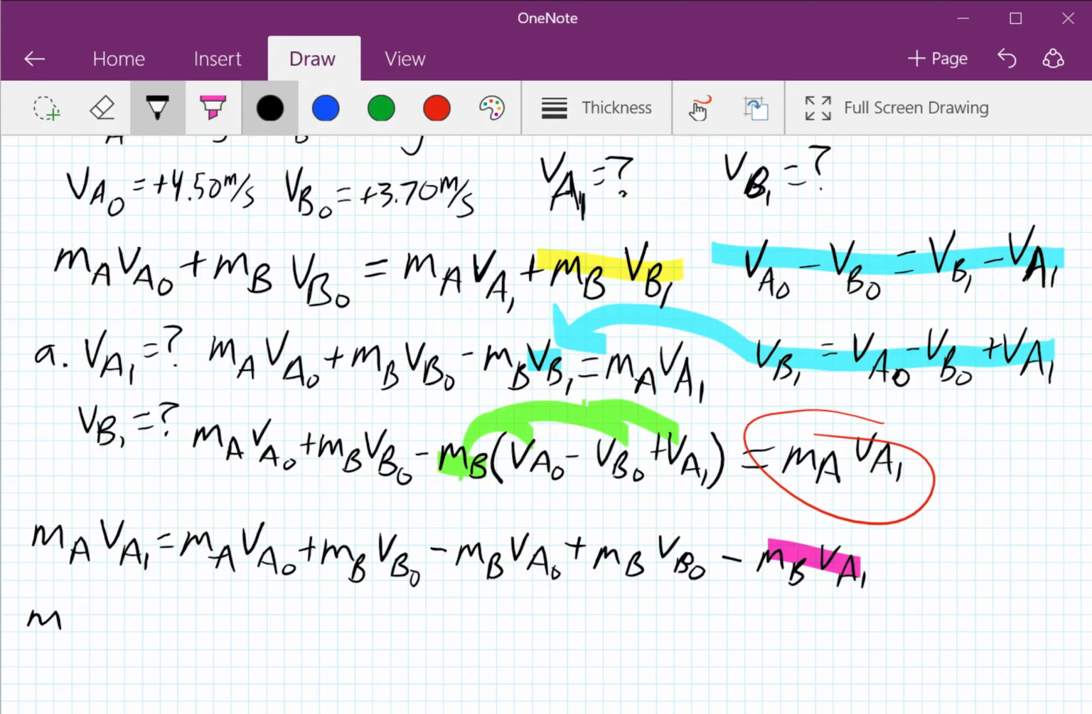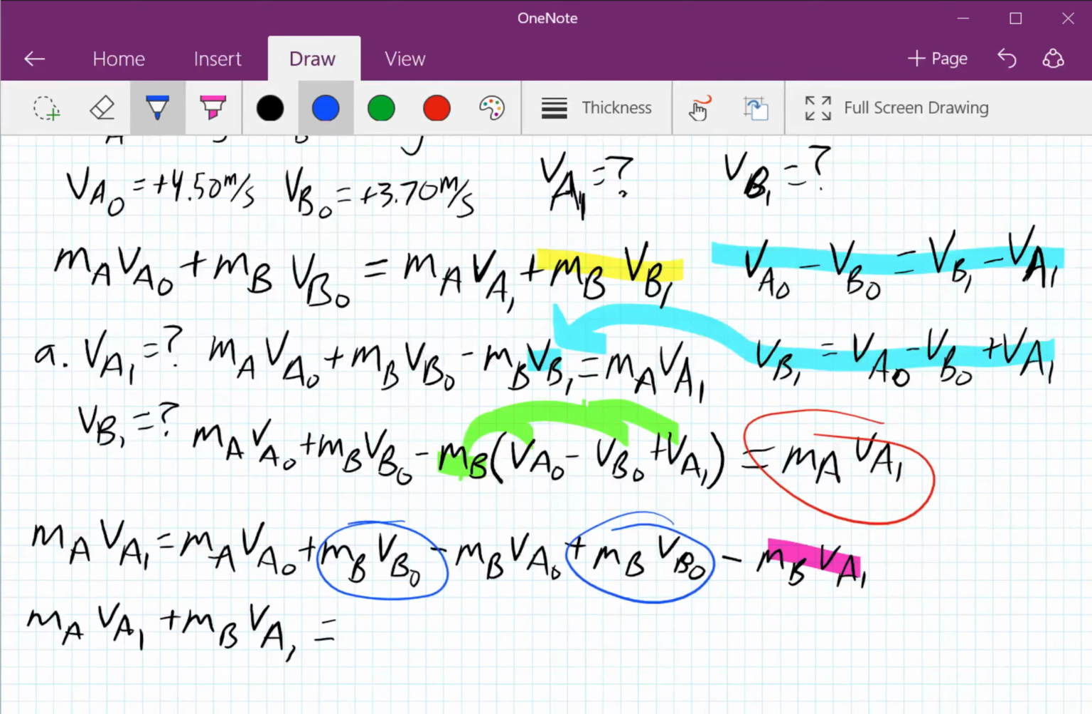So you have MA VA final plus MB VA final equals... is there anything we can cancel? Doesn't look like it. No. So, well, we could simplify that. There's two of the same number. Yeah, let's do that just to save some room. So I'm going to say that this one and this one are just going to be added together.